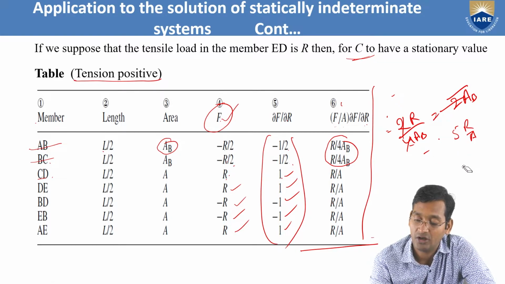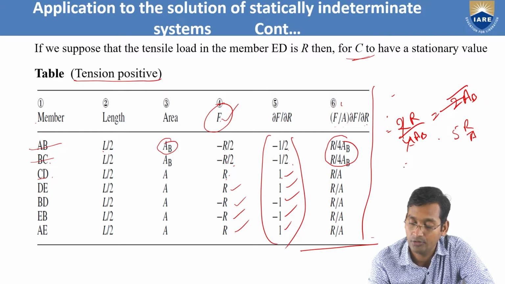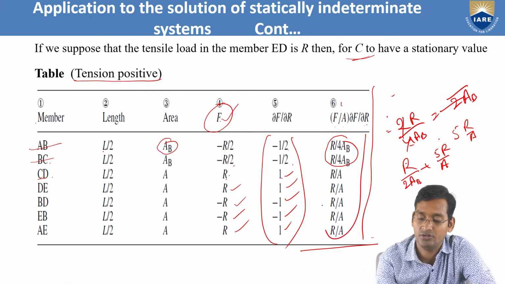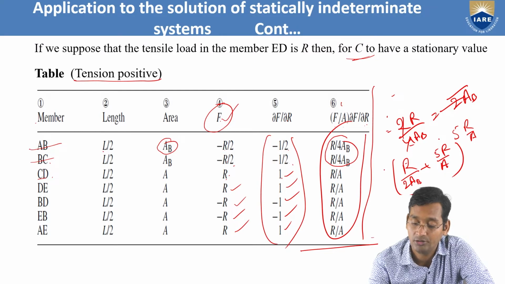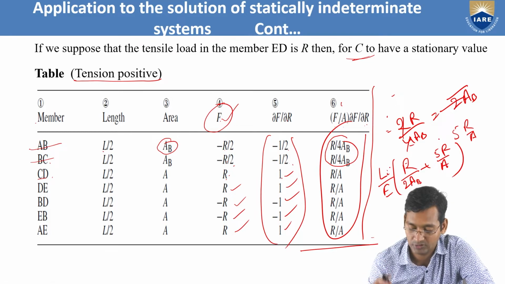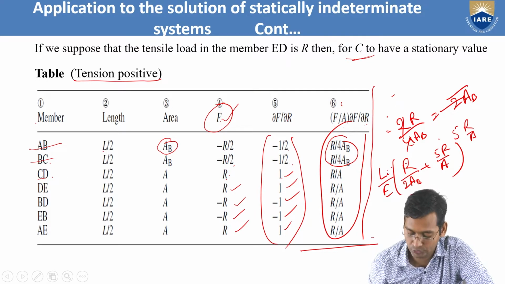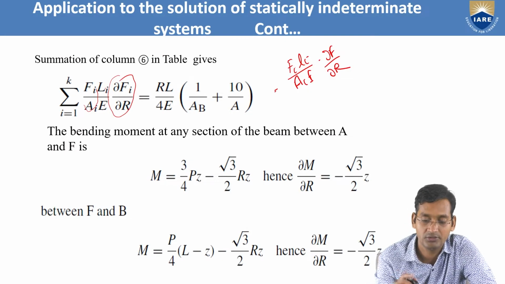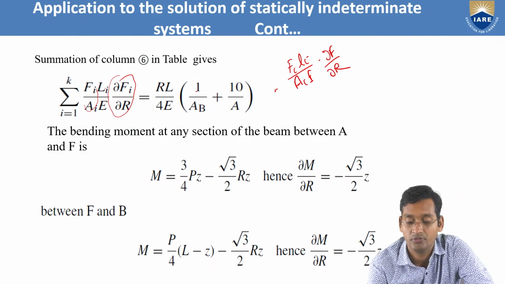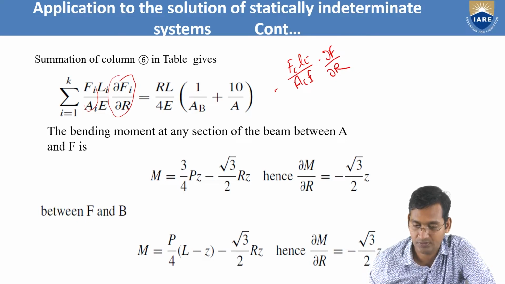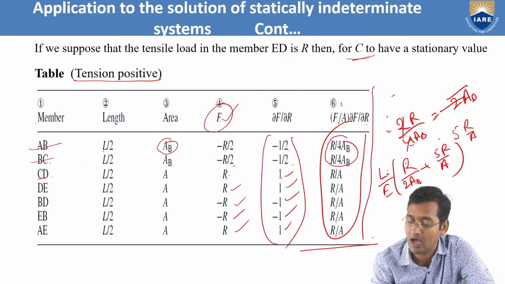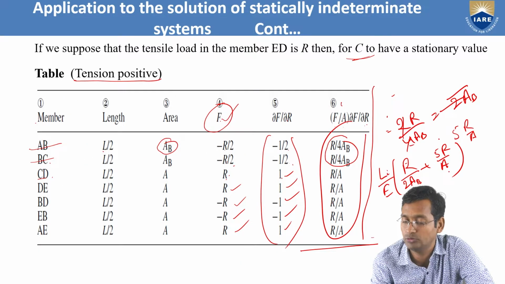After adding these two, we get 5R by 2AB plus 5R by A. So the sum of this will be there into what? L, sum of all, that is L by E. Okay, so what is L here? L by 2, right? So here we got 2R by 2AB, 5R by 2AB, right?